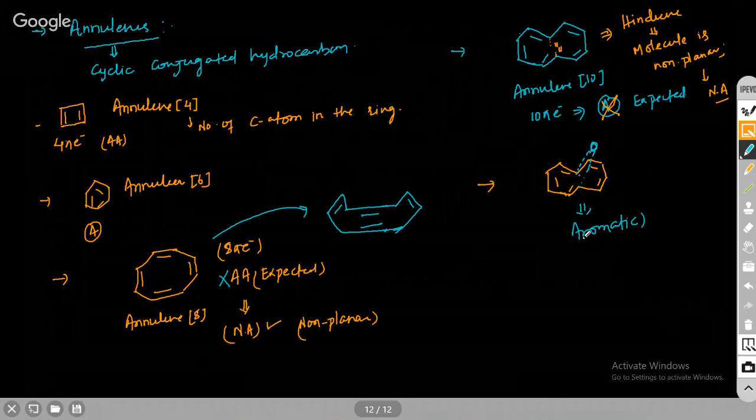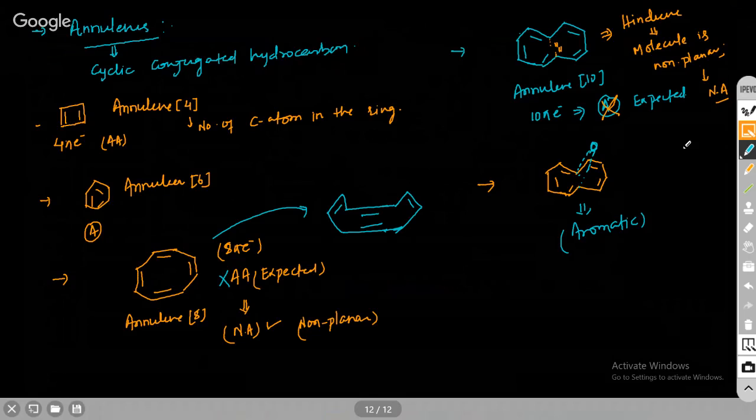But if no atom is attached like this, we have hydrogen-hydrogen repulsion here, and then the molecule becomes non-planar, and then it is non-aromatic. These are a few examples which you have to keep in mind. If you apply normal logic, you will get the wrong answer. That's why I'm telling you that you must revise these examples before going into the exam.